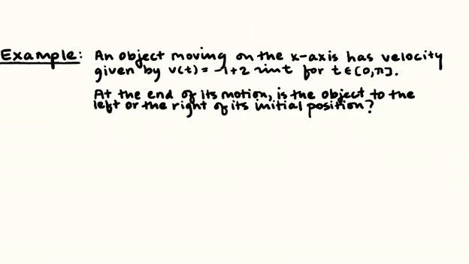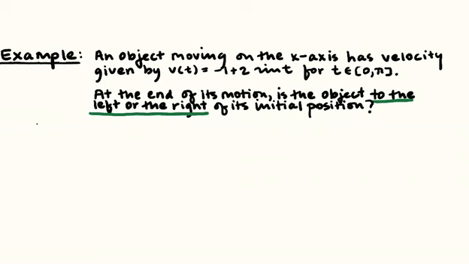Okay, first I'm going to ask you, I've got this object moving on the x-axis. It's got velocity given by v of t is -1 plus 2 sine t, for t being between 0 and pi. And the question is, at the end of its motion, is the object to the left or to the right of its initial position? All right, this sounds like a displacement situation. To the left or to the right, that's kind of like, what's the net change in position? Is it positive or is it negative? So I'm going to set up for that.